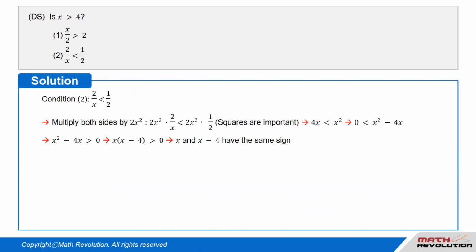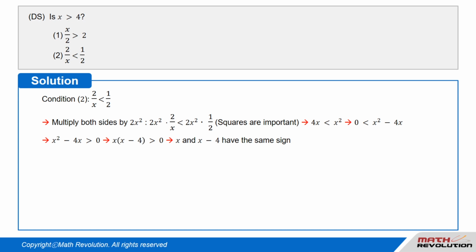Condition 2 tells us that 2 over x is smaller than 1 over 2. If we multiply both sides of this inequality by 2 times x squared, we get 2 times x squared times 2 over x is smaller than 2 times x squared times 1 over 2, or 4 times x is smaller than x squared. You need a square to solve this question. Square is important in inequality questions.